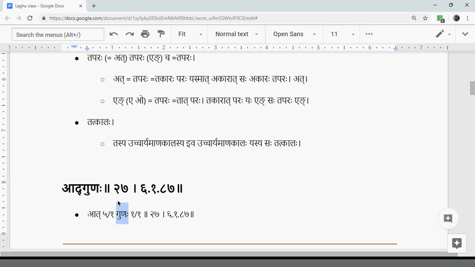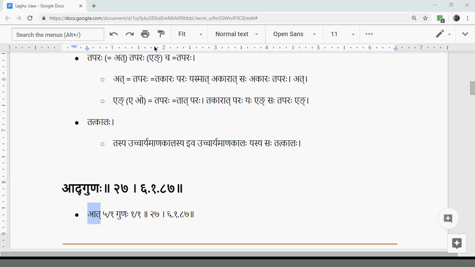Guna is ordained means what? Guna is not an attribute or a quality; guna has a technical meaning here. It is a sanya, and the sanya stands for akara, ekara and okara. So akara, ekara, okara are the adeshas when they are followed by at.